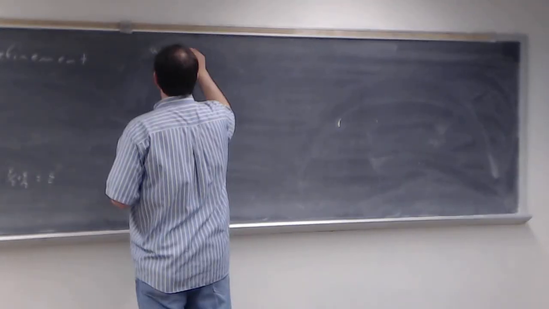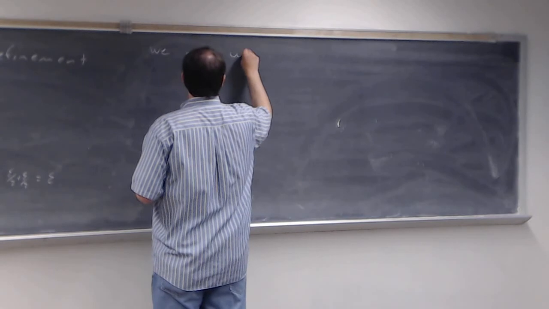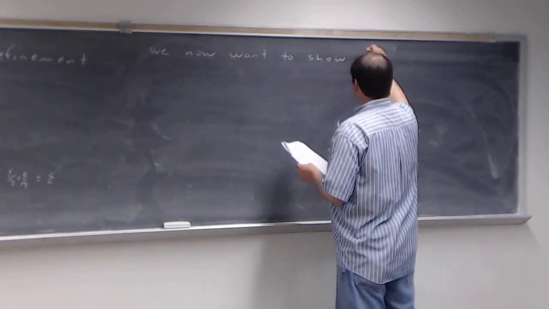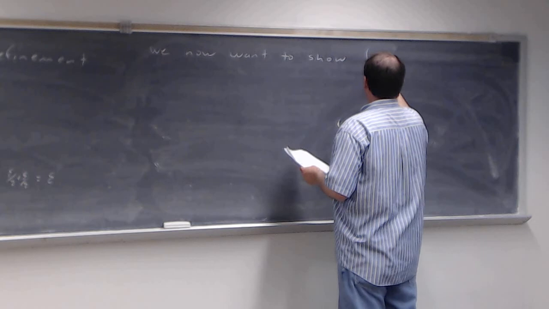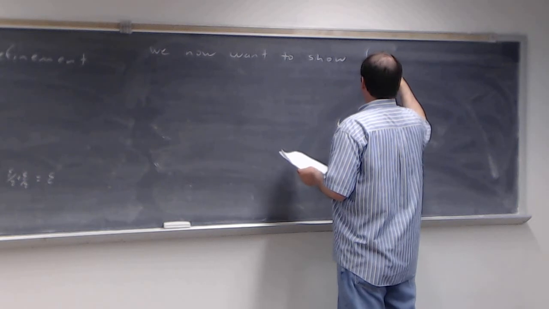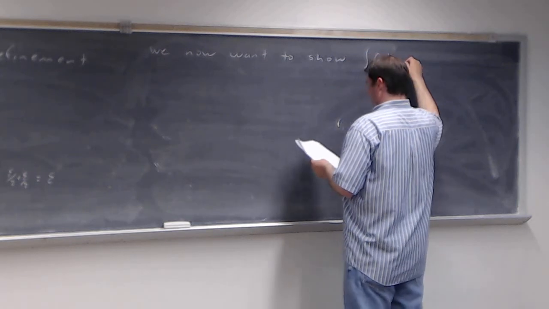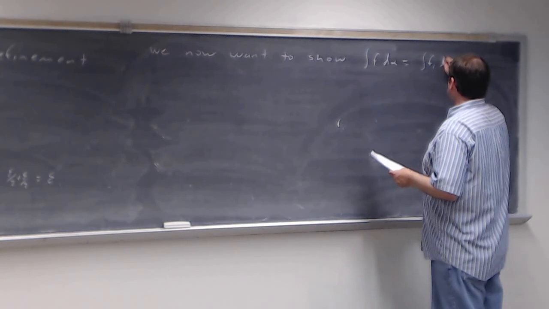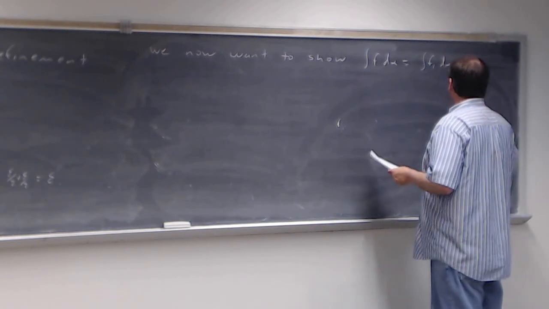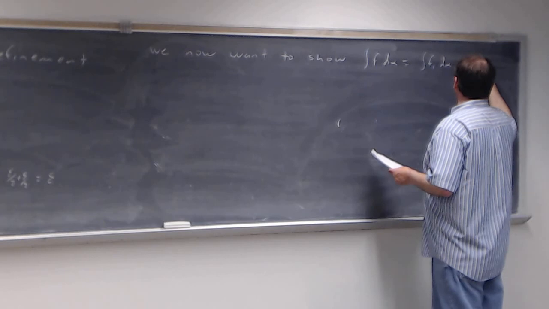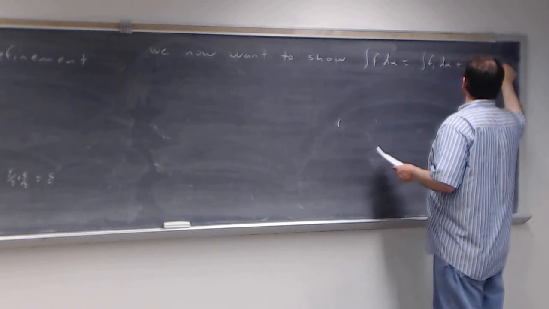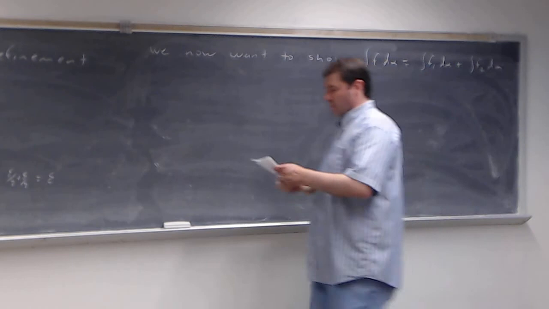We now want to show that we know that f, the addition of f sub 1 and f sub 2, is Riemann-Stieltjes integrable. We'll show its integral is equal to the sum of f sub 1's integral plus f sub 2's Riemann-Stieltjes integral. Okay.